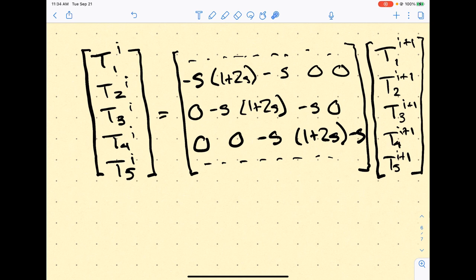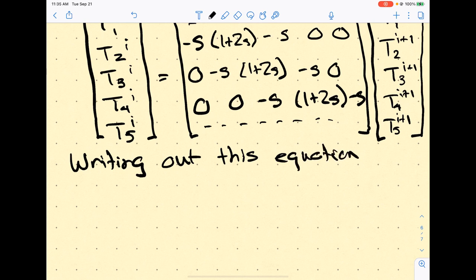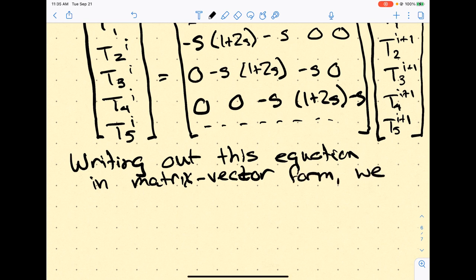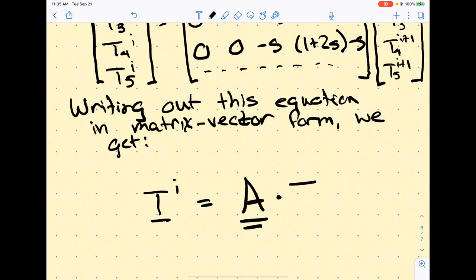Okay, so let's now write this in matrix vector form. Writing out this equation in matrix vector form we get, a vector of temperatures at time i is equal to, we're going to call this A. There's not really a good name for it. And that's going to be multiplied by the temperature vector at time i plus 1.